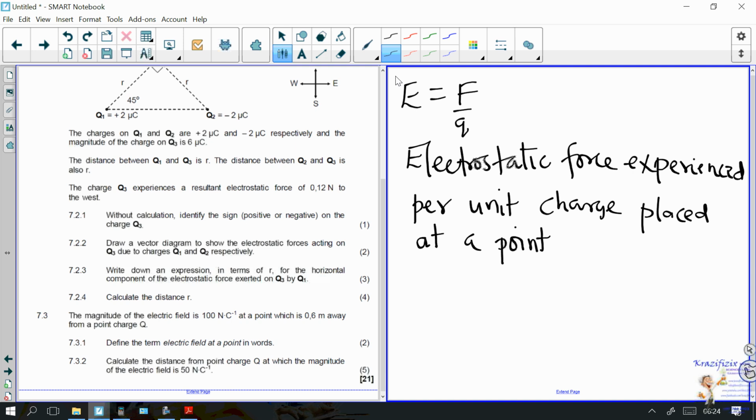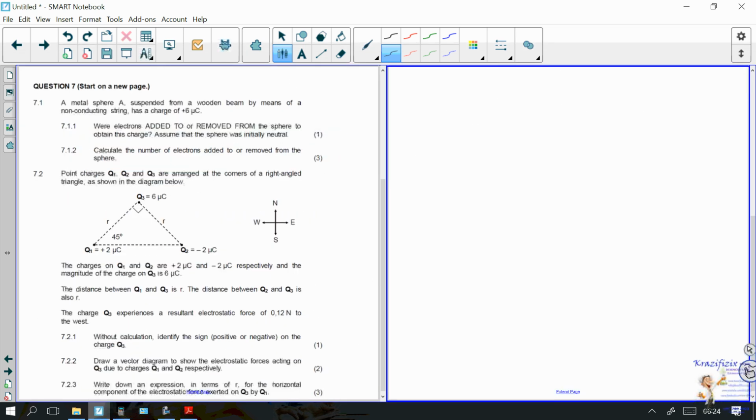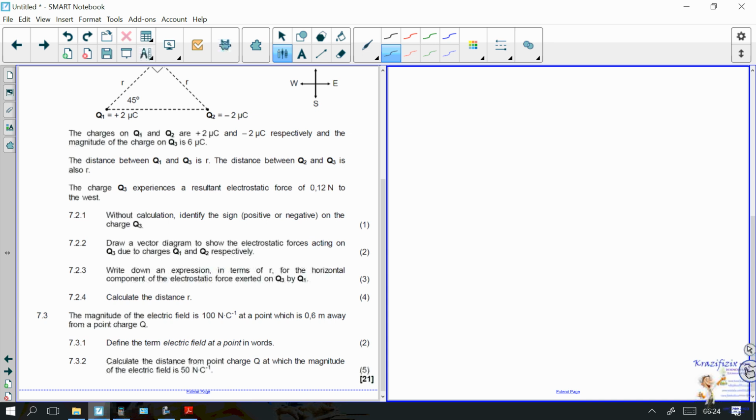Now, the next one says, calculate the distance from point Q at which the magnitude of the electric field is 50 newtons per coulomb. Let's get that because we now have two things. It says the magnitude of the electric field is 100 newtons per coulomb at a point which is 0.6 meters away. So we have something like this. We have Q and then we have a point P, 0.6 meters, and the electric field here is 100 newtons per coulomb. That is experienced at point P. Now the question says calculate the distance from point charge Q at which the magnitude of the electric field now should be 50. Okay, now we need to carefully look at this.